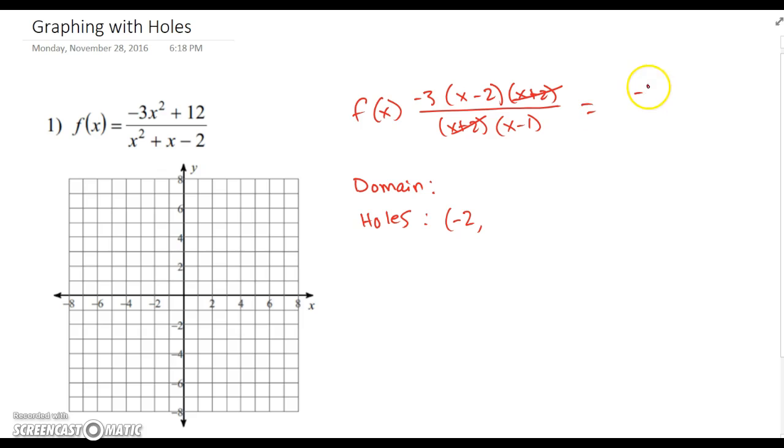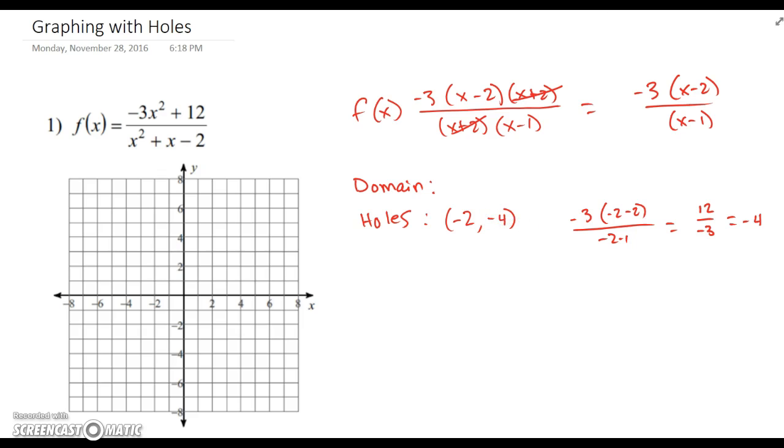So let's finish simplifying this. I would have -3(x minus 2) over x minus 1. So to find the y value here, plug this -2 in for x for your simplified function. So -3, and I have -2 minus 2, over -2 minus 1. -3 times -4 is positive 12 over -3, which is -4. Okay, so -2, -4, let's get that in there. So there's the hole in the graph.